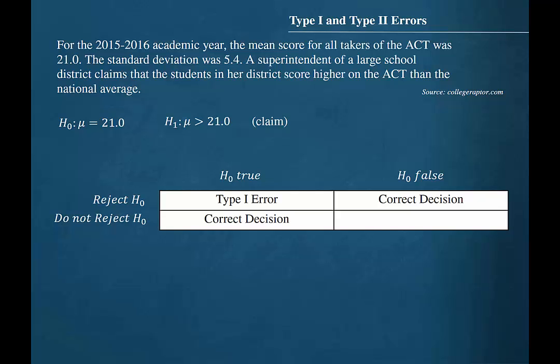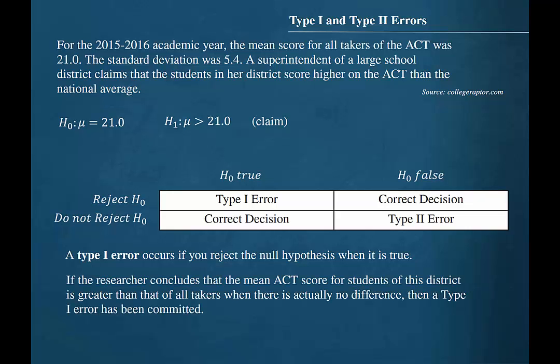But if the null hypothesis is true and it is rejected, then a type 1 error has been committed. If the null hypothesis is false and it is not rejected, then a type 2 error has been committed. A type 1 error occurs if you reject the null hypothesis when it is true.